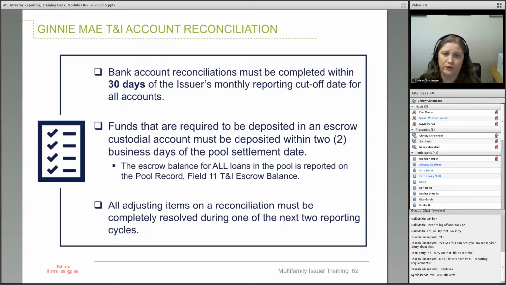An important note: all adjusting items on the recon must be completely resolved within one of the next 2 reporting cycles. Give me a thumbs up for yes and a thumbs down for no to indicate if you would ever report a loan without a T&I balance. Actually, here I would expect to see quite a few thumbs down, because a T&I balance at the loan level for multifamily loans is actually not required.